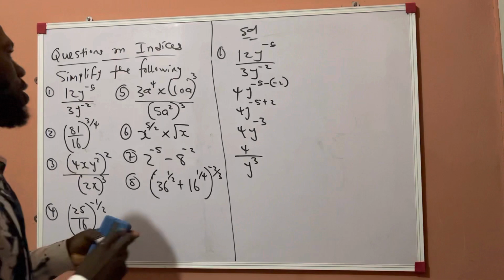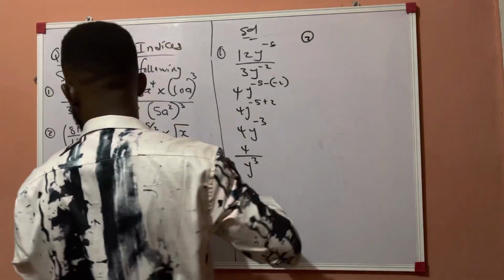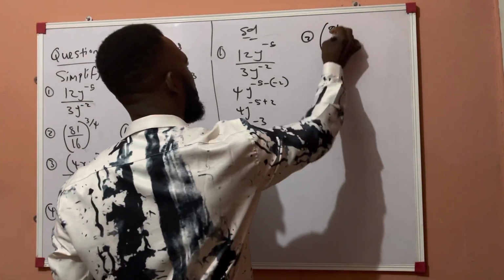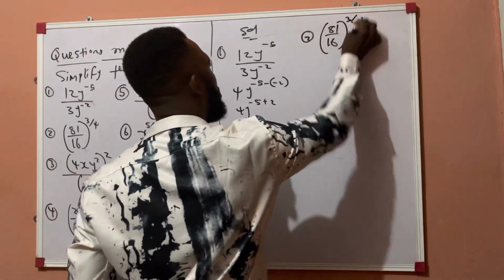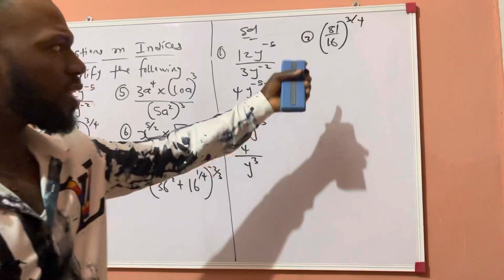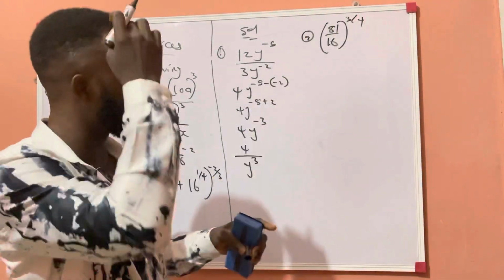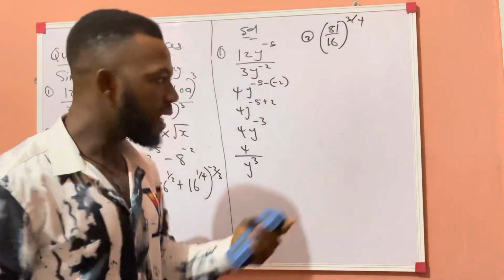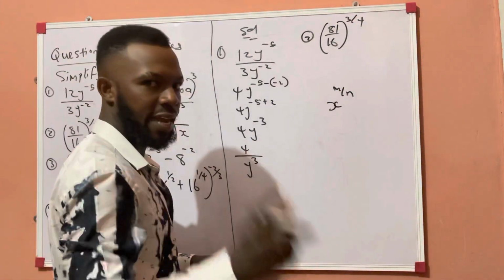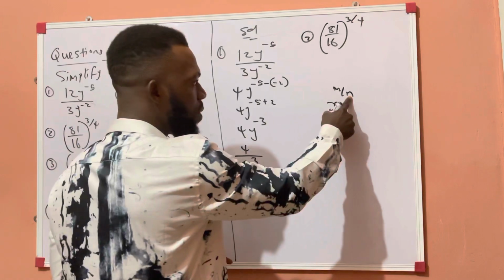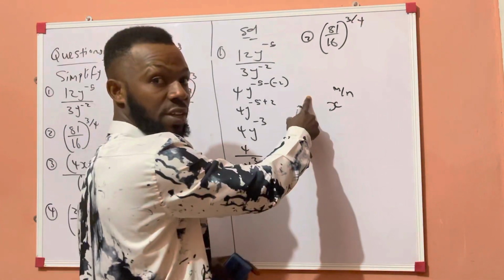Now question number 2 says 81 over 16 raised to the power of 3 over 4. We also treated a law like this, and I said this law is called the fractional power law. It takes this format, x raised to the power of m over n. And I remember telling you that the denominator becomes the root of the base.